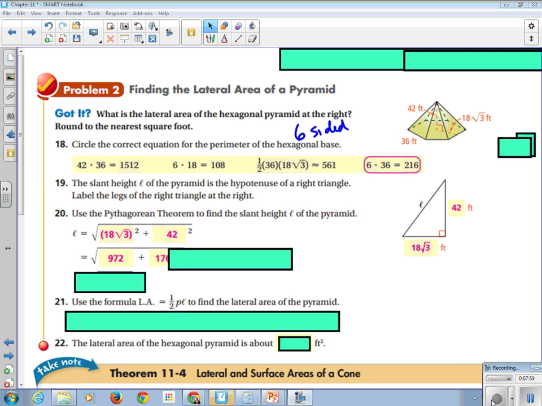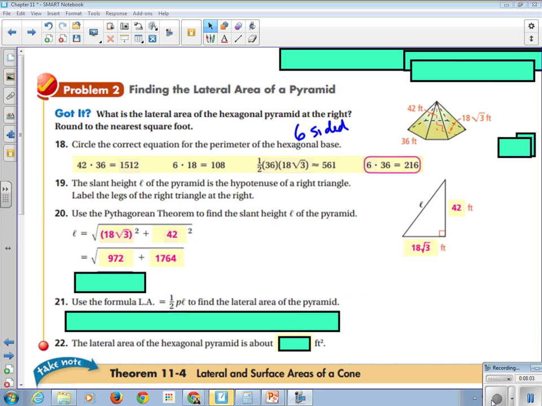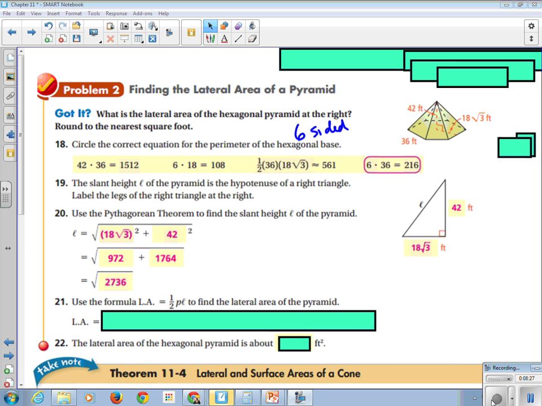42 squared is 1,764. I add those two together, and I get the square root of 2,736. That is my slant height. So the lateral area is 1/2 the perimeter, or 216, times the slant height, square root of 2,736.